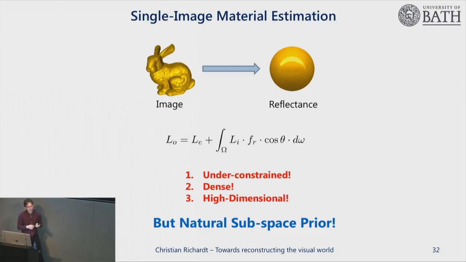But we can use some natural subspace priors. So we can approximate the material using a simple reflectance model instead of, for example, using a completely data-driven BRDF model, which can have hundreds of parameters as well. We can use other models that represent particular classes of materials with just a few parameters.